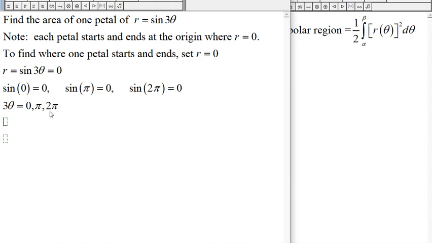Then divide both sides by 3, and we get theta. 0 divided by 3 is just 0, pi divided by 3 is pi over 3, and then 2 pi over 3. Then what we can do is go back to the calculator and graph from 0 to pi over 3 and see if we get one petal. If not, we can try pi over 3 to 2 pi over 3 and see if we get one petal.